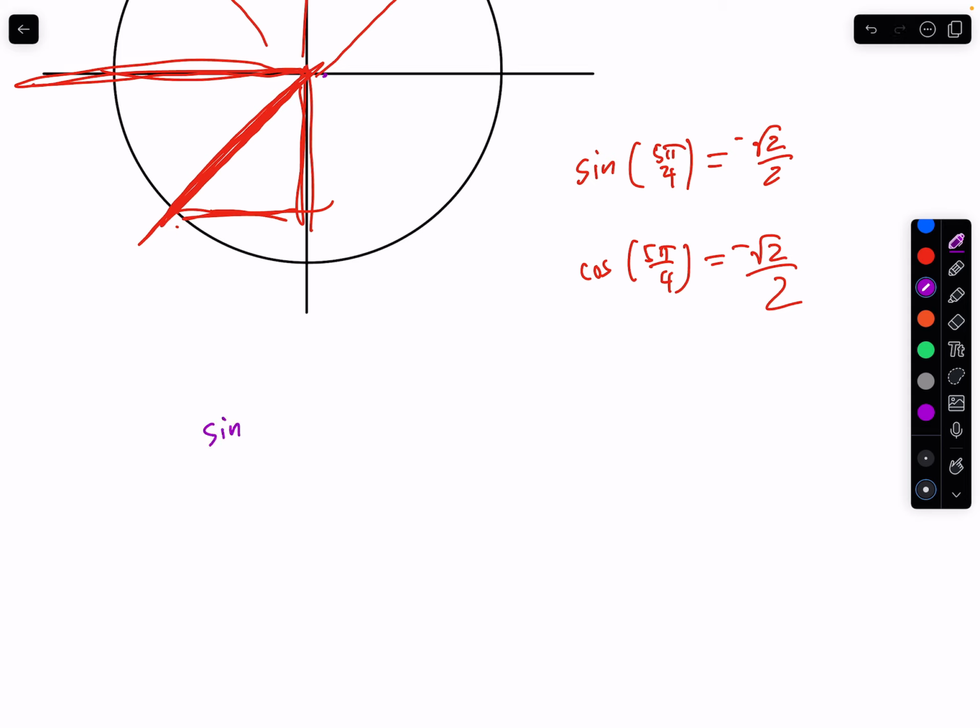Okay, so we have sine, we got cosine. Next one is tangent, which is sine over cosine. Right? Okay, and then what are the ones we have? We have secant, cosecant, and cotangent. Cotangent is just the opposite of the tangent.